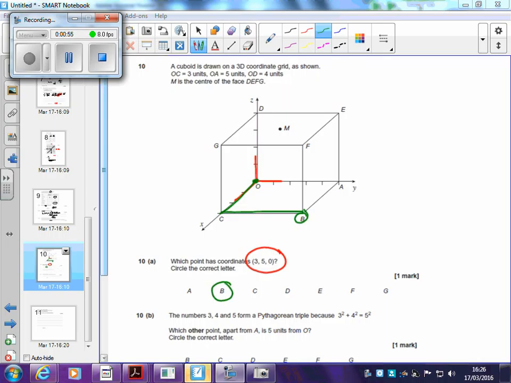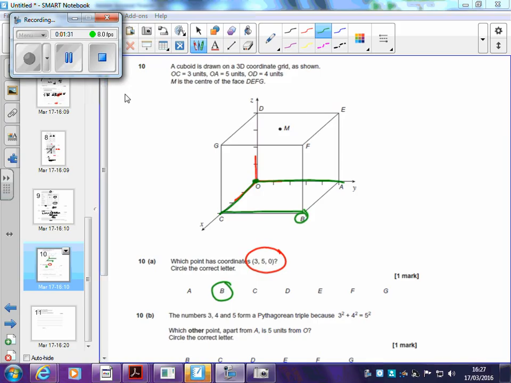So point B. Part 10b, we've got the numbers 3, 4 and 5 form a Pythagorean triple because 3 squared plus 4 squared is 5 squared. Which other point apart from A is 5 units from 0? Well, if we've got one to be 5 units from 0, we've got to make sure that we go 5 units in a directly vertical or horizontal way. We can't go diagonally because it's not going to be exactly the same value. So we can see that A is 5 units across, C is 5 units across.